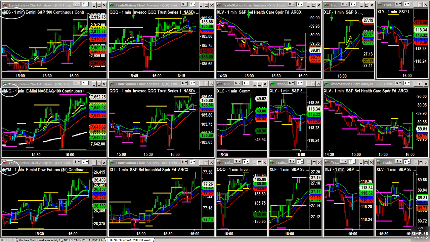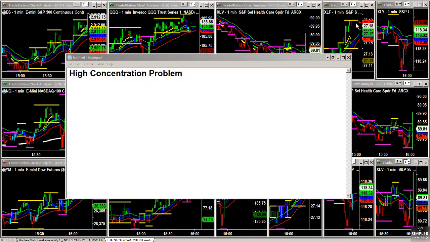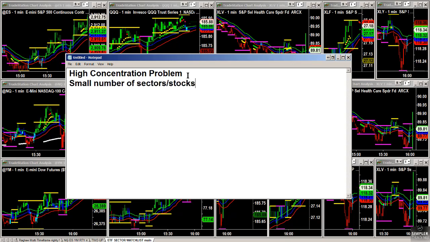Now you might wonder, why not the Russell? This is an interesting talk we had in the chat room. The reason we don't do the Russell this way is that the Russell is not what's known as a high concentration problem average. That means a small number of sectors and or stocks make up the weight, the heaviest weighted stocks and sectors of that average. We have a high concentration problem in the NASDAQ, in the S&P, and in the Dow as well.